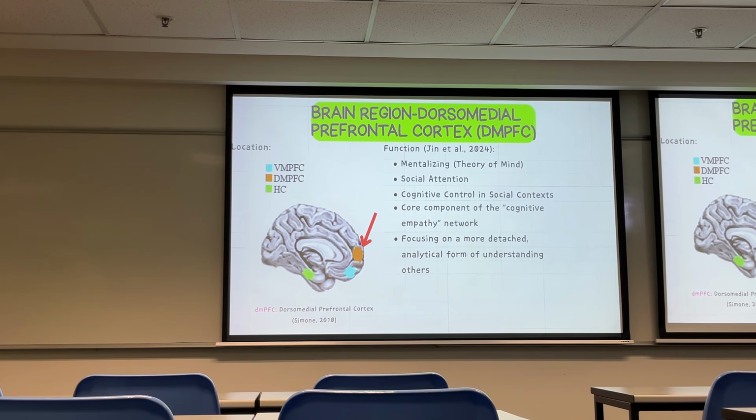The first one is mentalizing. It is critically involved in thinking about the mental states of others, their thoughts, beliefs, knowledge, and intentions. The second one is social attention, directing attention to socially relevant stimuli and processing the traits of other people. The last one is cognitive control in social contexts. It helps in making inferences and reasoning about others' behavior.